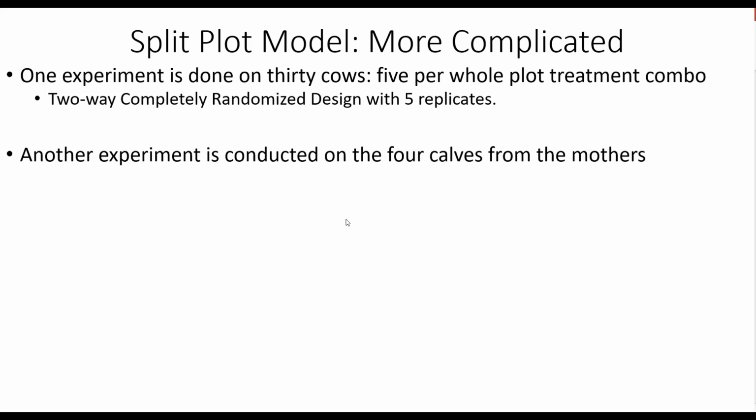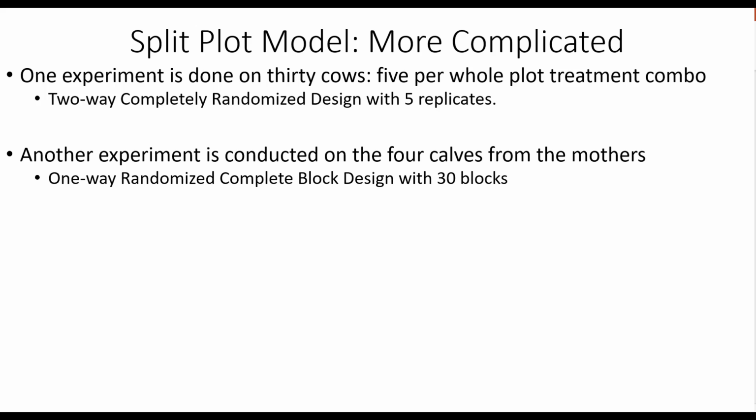And then another experiment is conducted on the 4 calves taken from their mothers. In this case then, we'd have a one-way randomized complete block design because we were looking at the growth supplements given to the calves, and that'll end up having a total of 30 blocks, one for each mother cow. But we're combining the two together, so what we'll do is we'll have Y_IJKL.